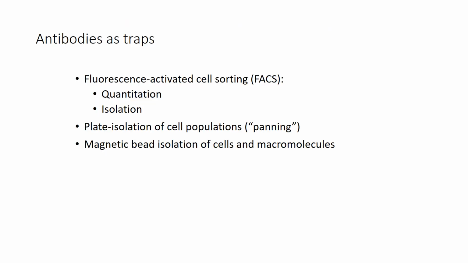There are other ways where antibodies are used to tag and basically attach to a cell and pull them out. One of the most common ways to do that is fluorescence-activated cell sorting, or FACS. Then there are other ways, like magnetic isolation of cells using beads, and also plate-related isolation of cells, which is also called panning.